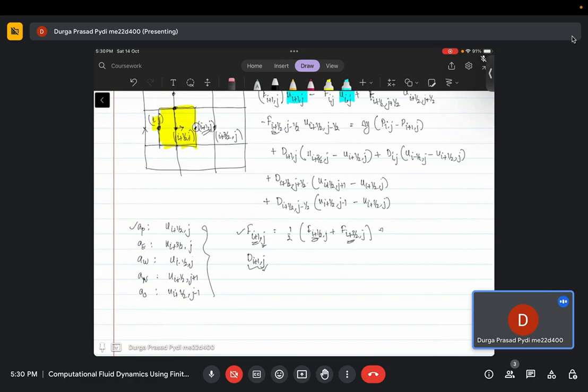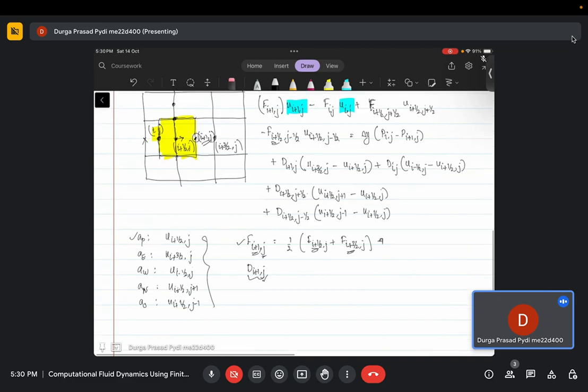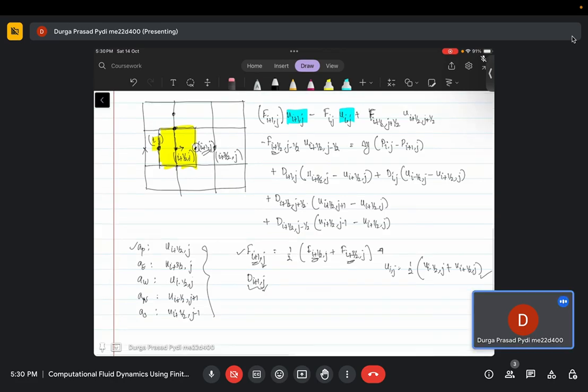So instead of f, you will have a u here. Uij, again you need to come up with an average. Uij is essentially half of u I minus half and I plus half. So this is also straightforward. Now what do I do for this? U i plus half and j plus half.